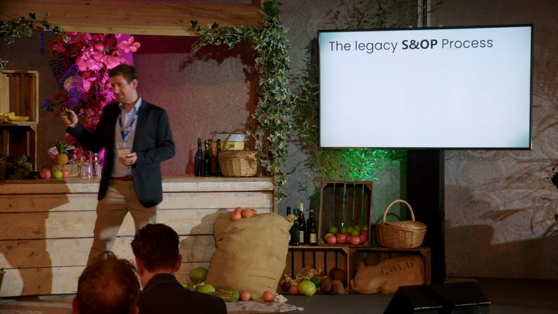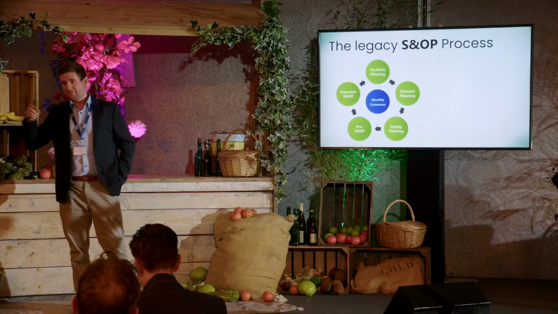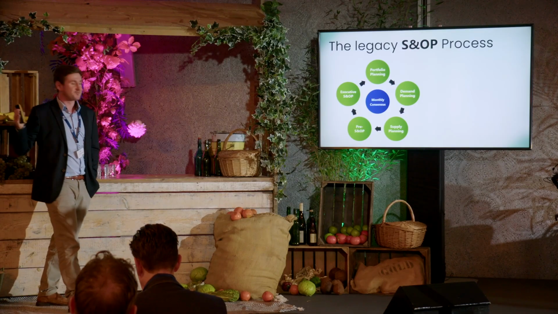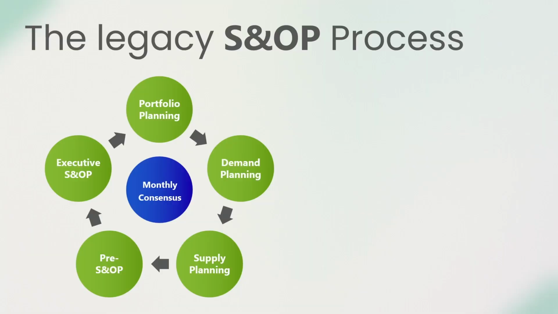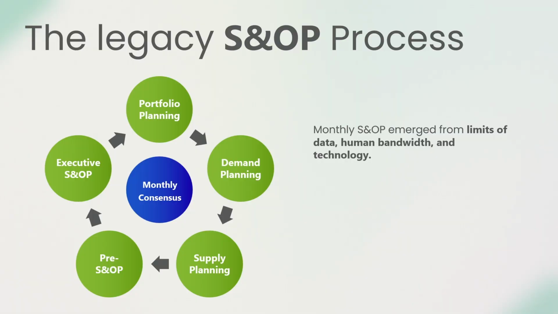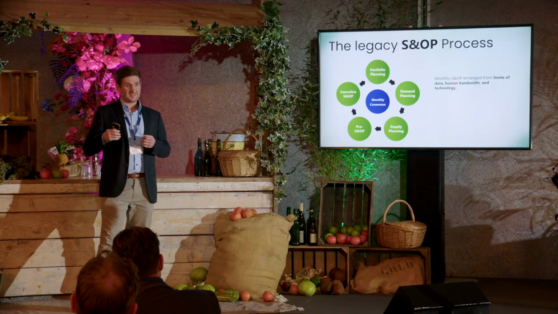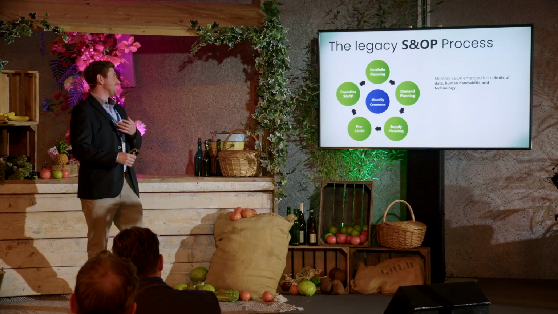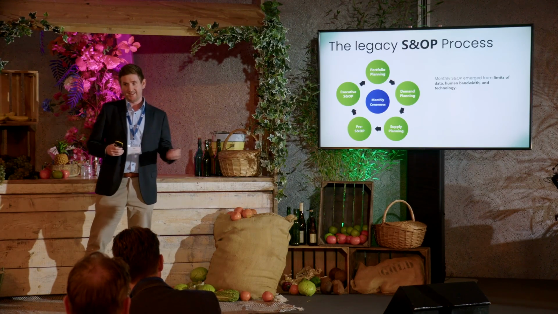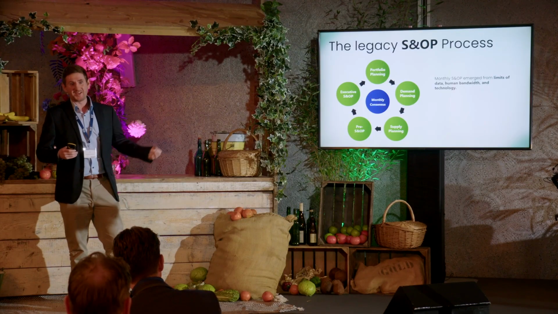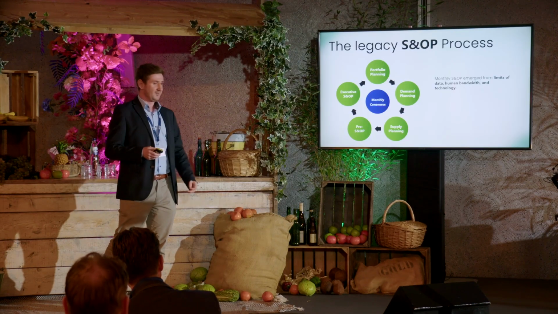So let's take our S&OP process. 5-stage process. Principles still remain as they are, but it's emerged from the limits of the data we had available, the human bandwidth, the technology available at the time, and it's all centered around finding consensus. So it's consensus around a demand plan. It's consensus around a scenario. It's consensus at the S&OP meeting to release a scenario.